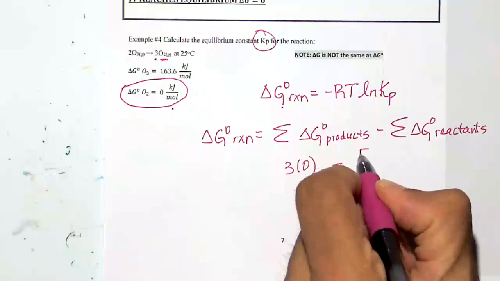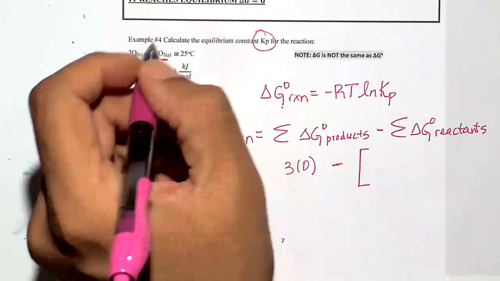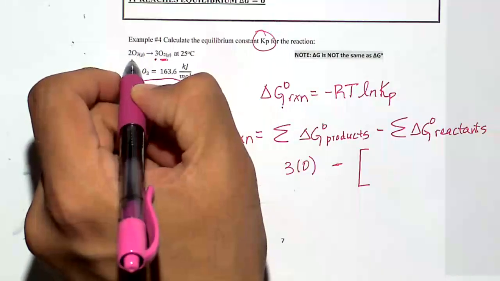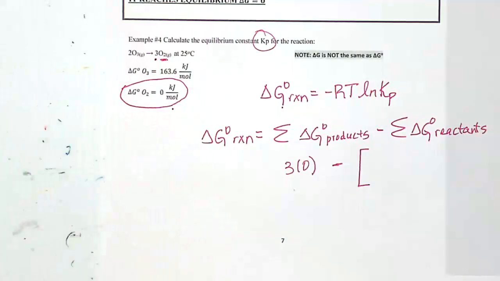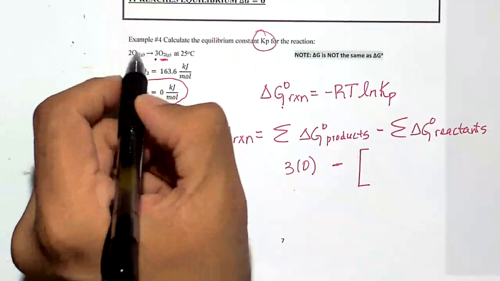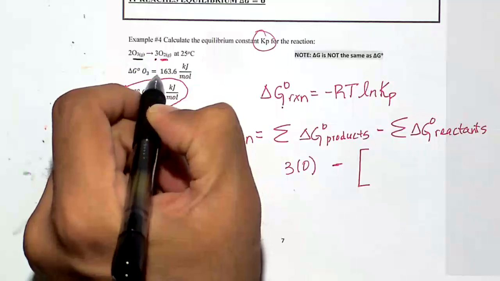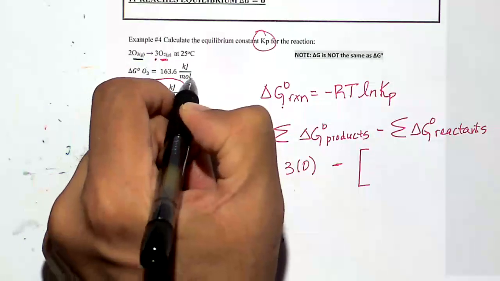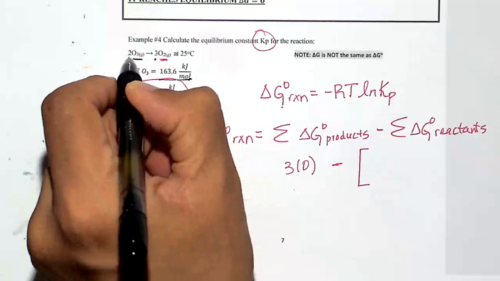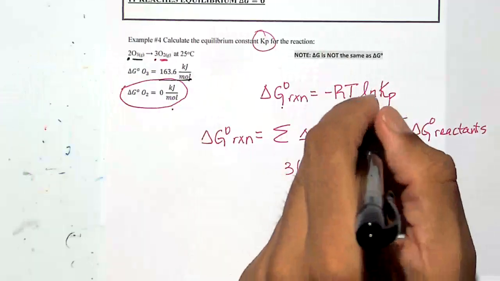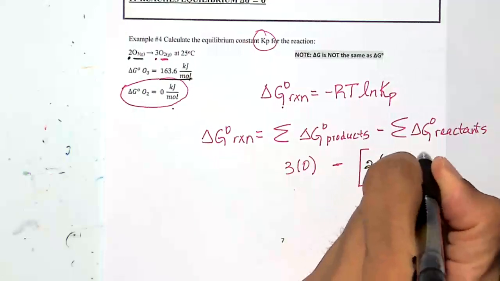Minus, I want you to put a big bracket here for the reactants. Minus the sum of the reactants. So what is the reactant here? O3 gas. And what is its standard free energy of formation? 163.6. That's for 1 mole, but how many moles do we have? 2. So we're going to multiply that by 2.